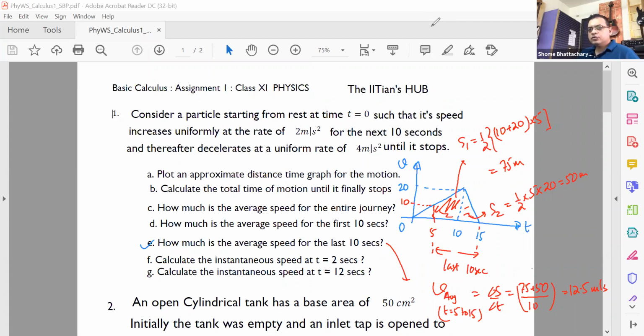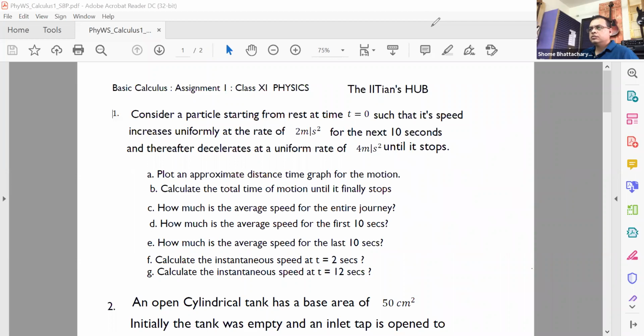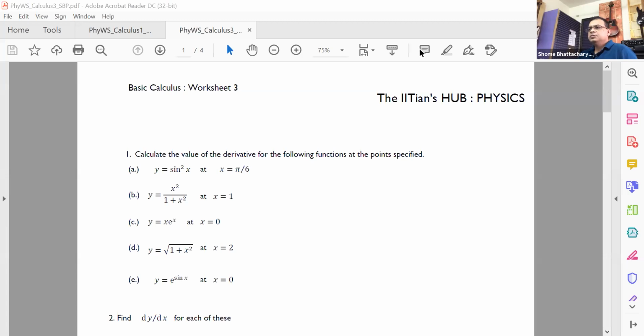Okay, so I have received a couple of doubts from worksheet 3 also. So let's go over those first. Then I'll come back to the module assignment doubts that you have asked. Just give me a moment. Yeah, so this is worksheet 3. Does anybody have a doubt in the first question, any part, any of these?